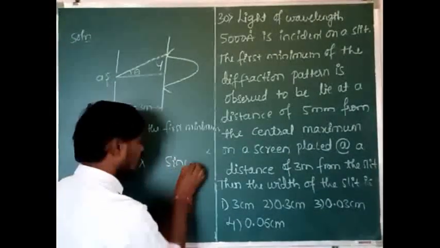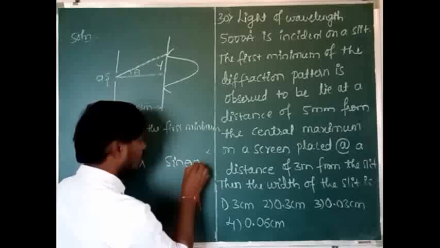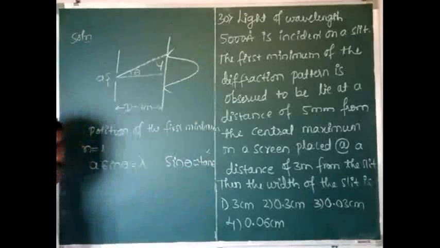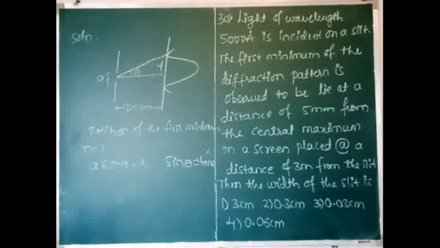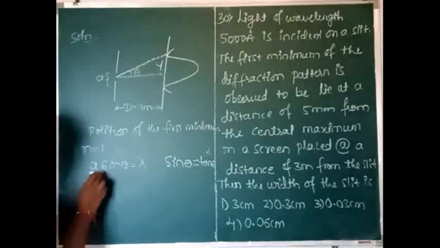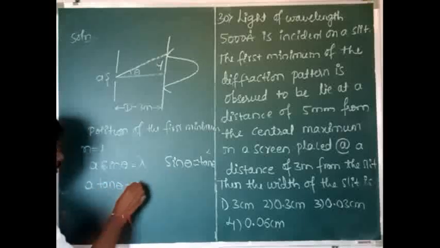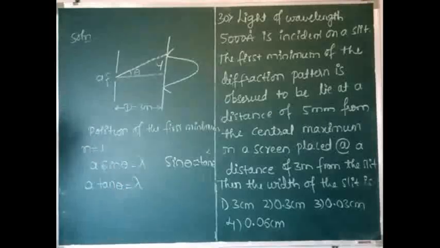For a small angle, sin theta and tan theta are both equal, because sin theta is theta and tan theta is also theta for a small angle. Then I will write tan theta instead of sin theta. Then a into tan theta is equal to lambda. So our aim is to find a.